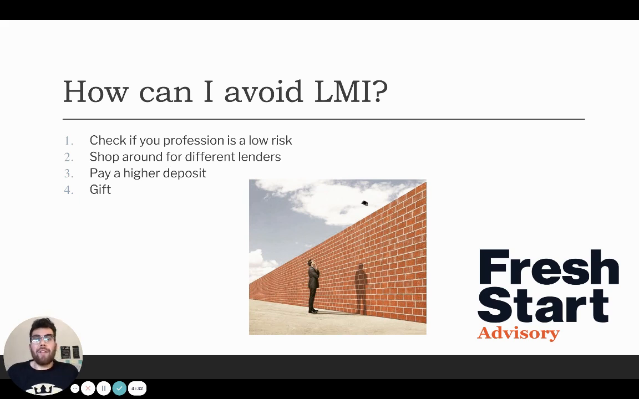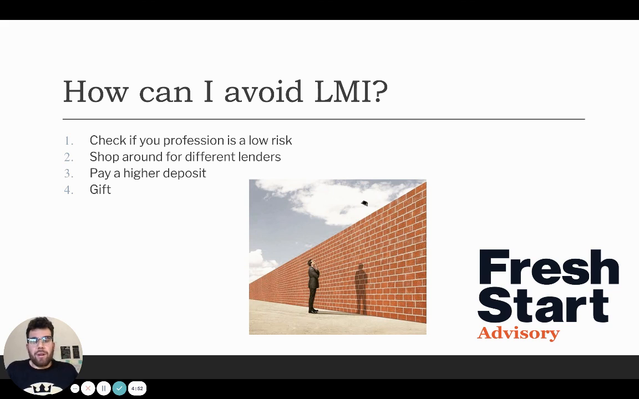Now, if you don't have the extra funds, you can get a gift from your parents or your loved ones, asking for that extra deposit so you can avoid paying LMI. They can possibly use a word of agreement, maybe you pay them back in X amount of time, or it might be a gift from your family. But that's a way to get around it.